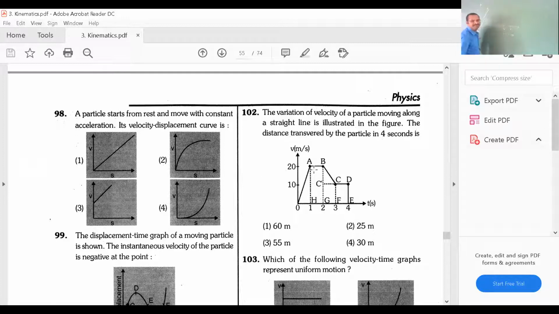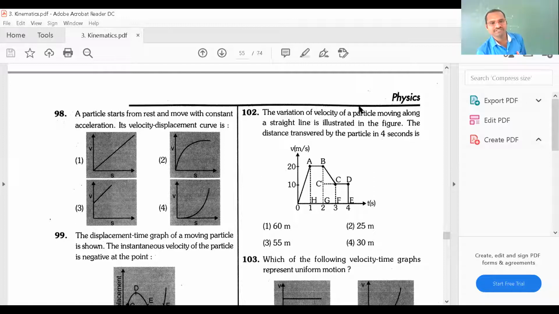This is A given. This is B given. Next, 310. This is C given. Next, this is D given. Okay? If you want, you can take this horizontal line. Now, I think some students have given answers.